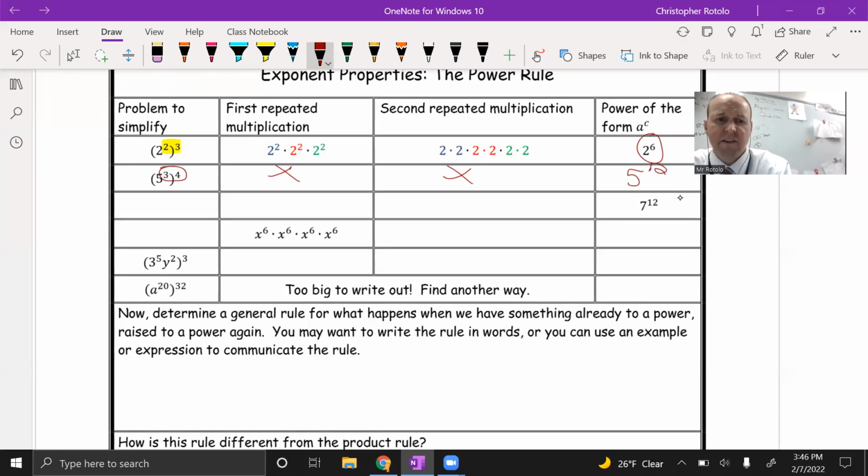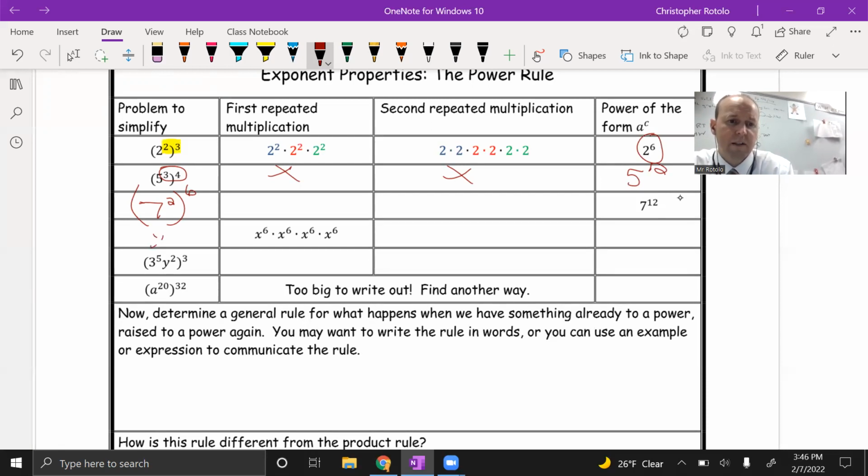Okay, so how can I get 7 to the 12th power? That might be 7 to the 2nd power. What else would have to go with that? 2 times what gives me 12? Yeah, that's going to be 6, right? So it'd be 7 squared, 7 squared, 7 squared, 7 squared, 6 times. We can work a little bit backwards here.